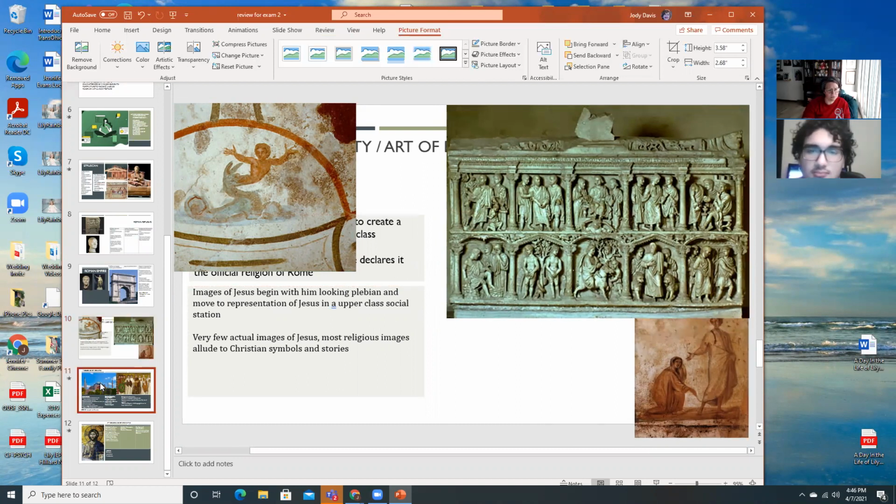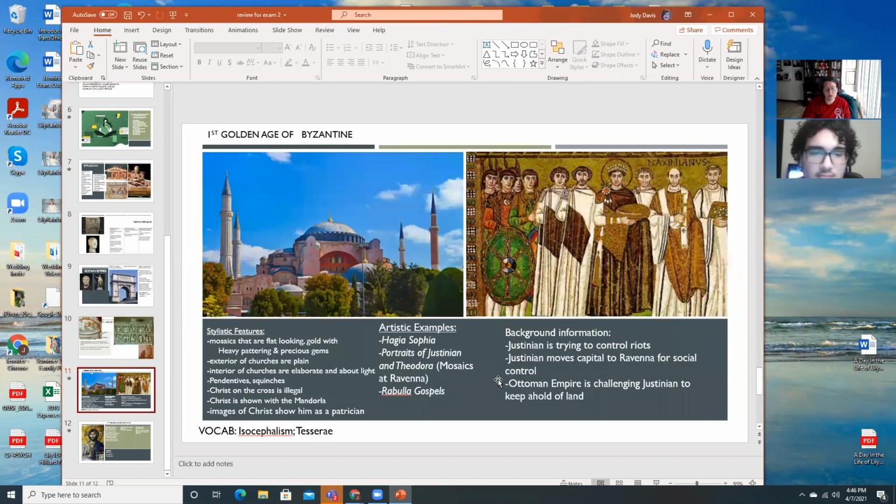All right. So let's move on to Byzantine then. So the first golden age of Byzantine is ruled by Justinian. Remember, he's married to Theodora, and Theodora is not your typical empress. She was Justinian's prostitute. He fell in love with her, and he changes the law so that he can marry her.